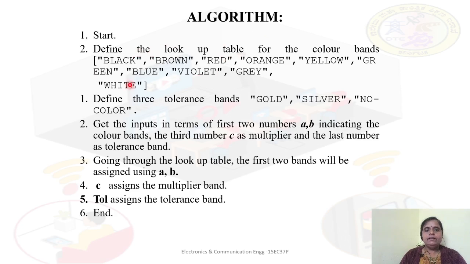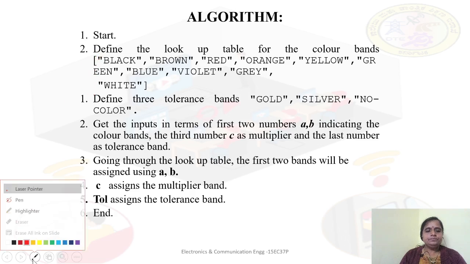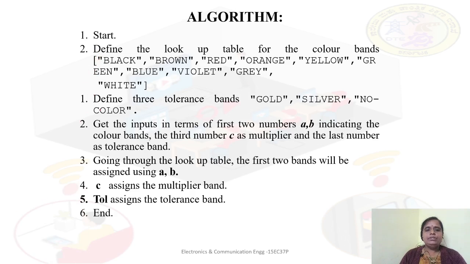As I already said, the values of the resistor will be given to you, and you have to find out what is the color band for those given values. So we first start the program, and here I am going to define the lookup table. As I already said, we are going to declare the lookup table in terms of an array. The array size will depend upon the number of values you are going to store in that array.